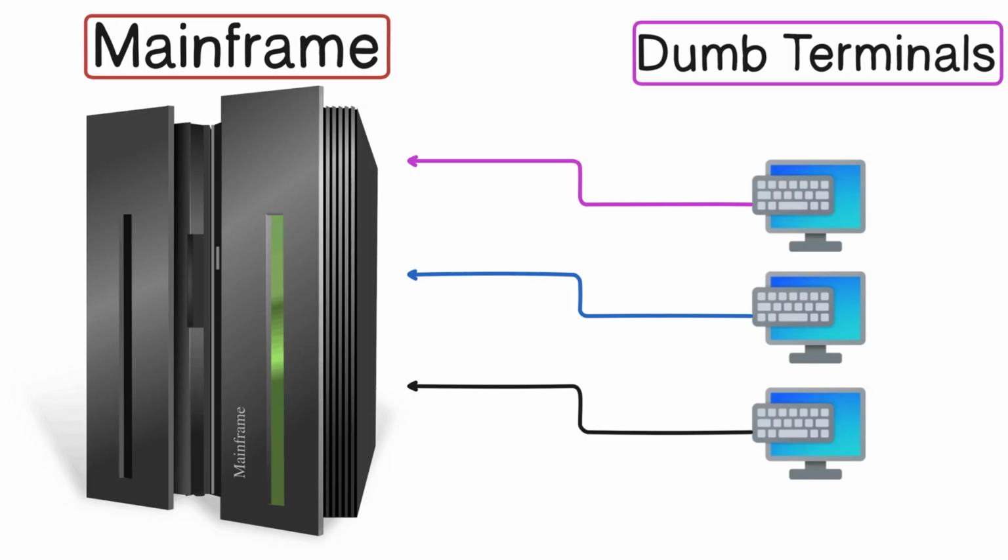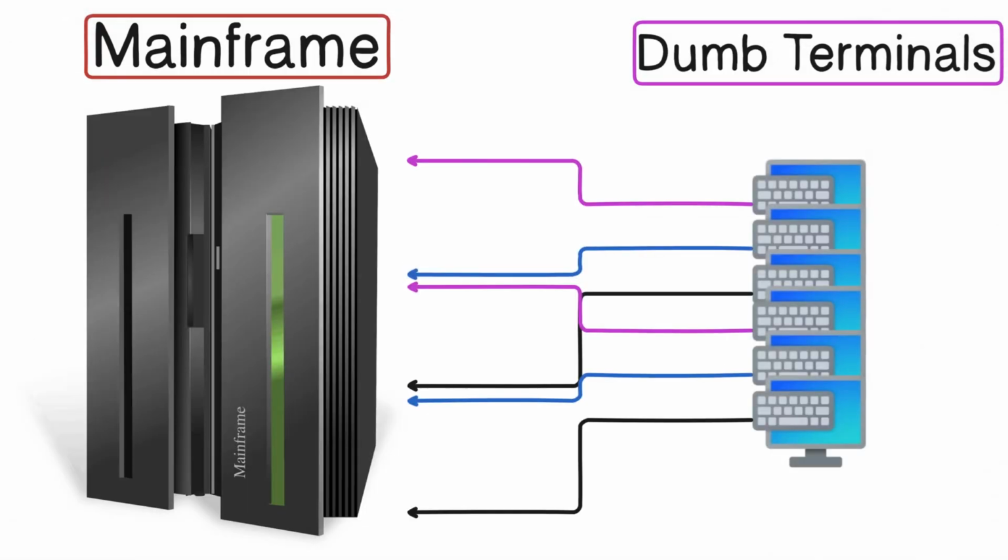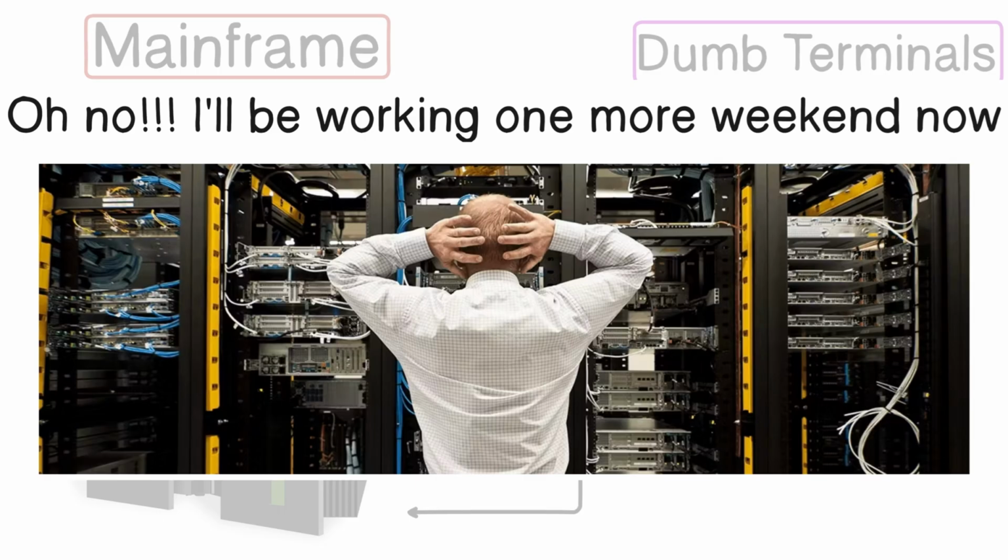That sounds fine, right? Well, not really. The problem was that everything depended on the mainframe. If too many people tried to use it at once, it slowed down drastically. If the mainframe crashed, everything stopped. Also, adding more users meant adding more terminals. But the mainframe could only handle so much before it became overloaded.